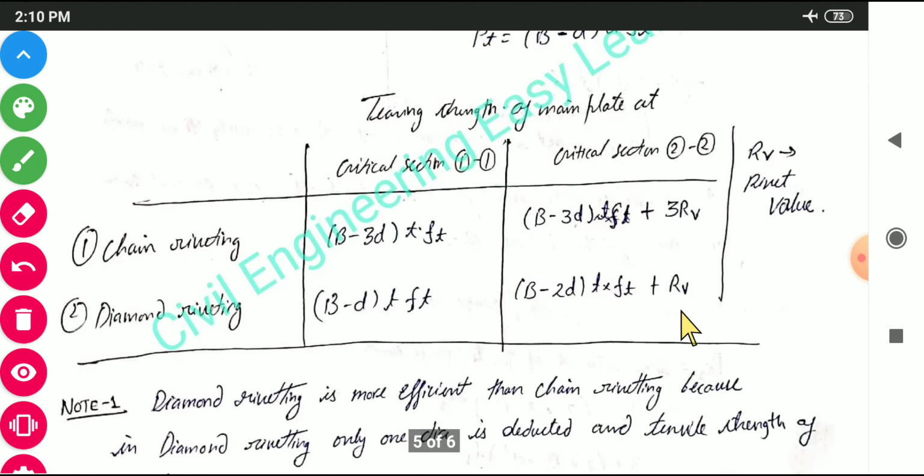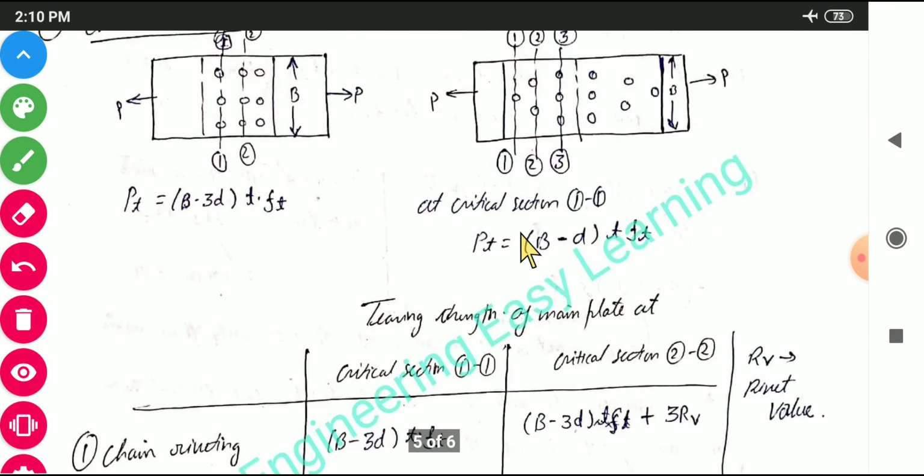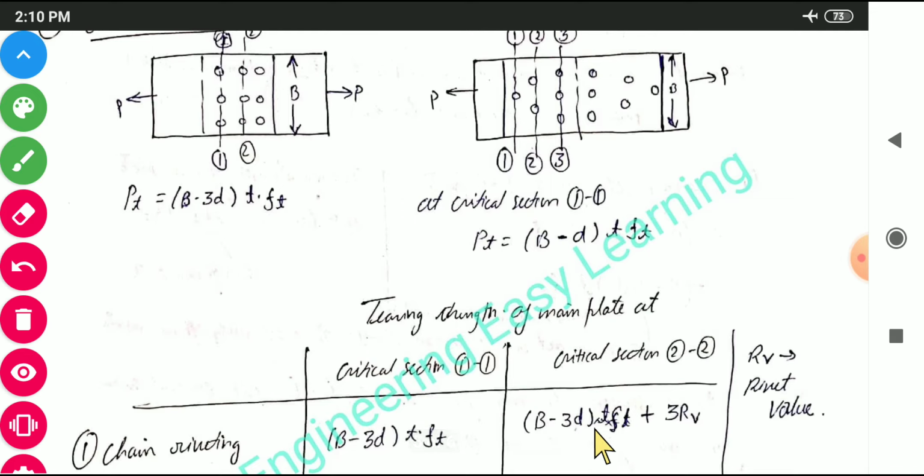So if you look at the tearing strength in the main plate, in chain riveting at critical section 1 it is B minus 3D times T into Ft, and at critical section 2 it will be B minus 3D times Ft, the same, plus we will be adding 3 times the rivet value, and rivet value we will be discussing in a moment. So here you will notice that you will have to add 3 times the rivet value.